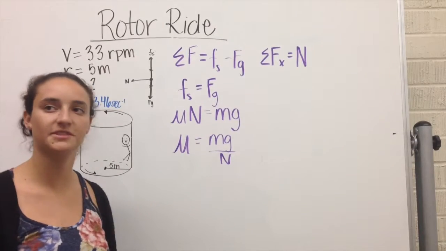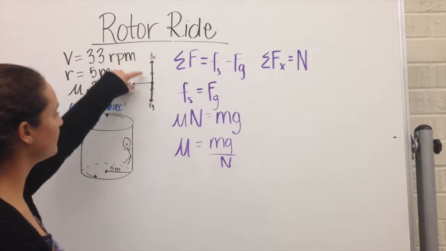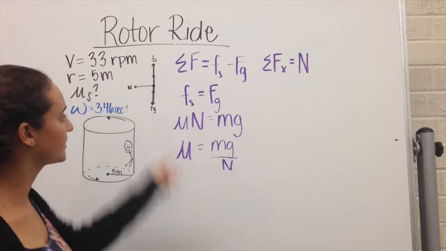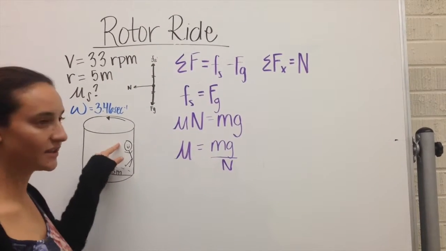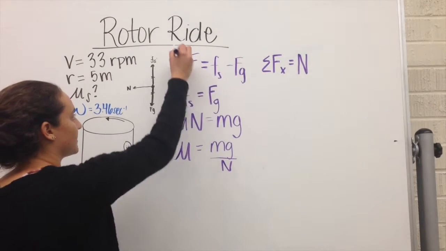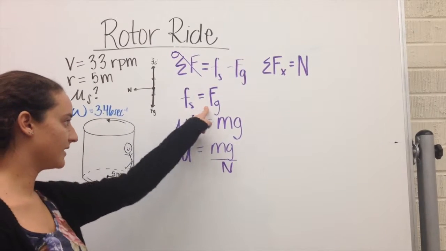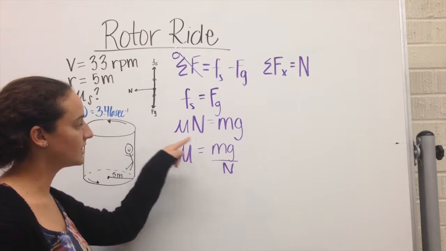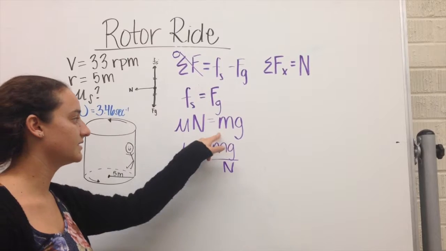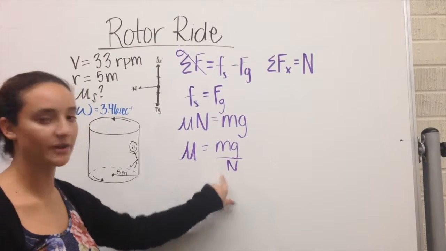Now we're going to sum our forces in the y direction. So it's force of friction minus force of gravity, because the forces are in opposite directions, and because the person's not moving up or down, the sum of forces in the y direction is equal to 0. So then the force of friction equals the force of gravity. Force of friction equals mu times normal force, and force of gravity is mass times gravity. So mu equals mass times gravity divided by normal force.